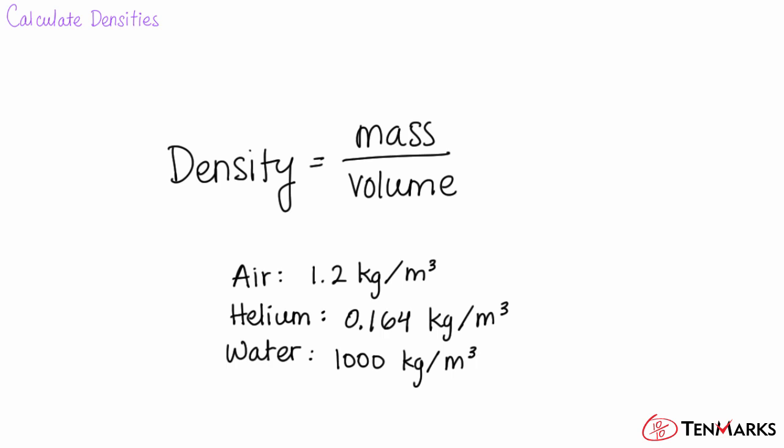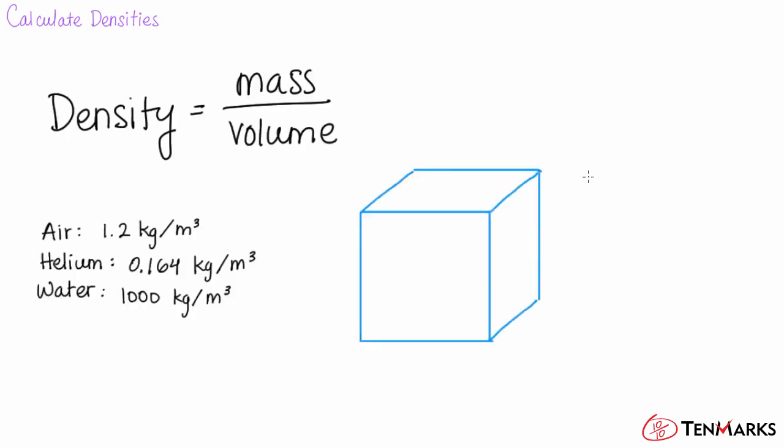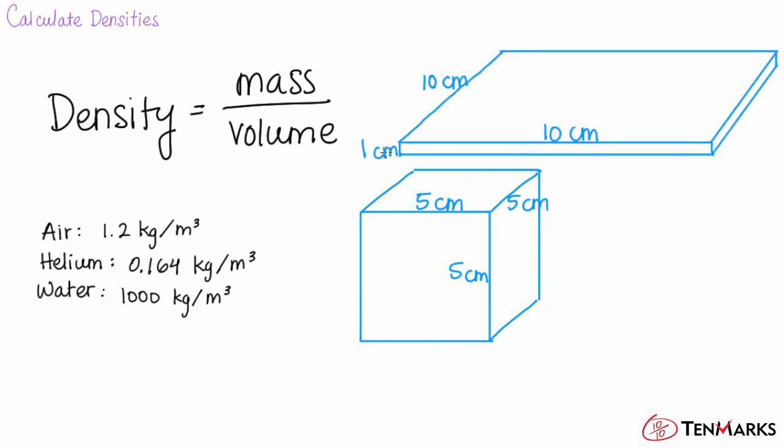Let's say you have two pieces of material. One is a cube, and the dimensions are 5 centimeters by 5 centimeters by 5 centimeters. And let's say you have another object that's flat, and its dimensions are 10 centimeters by 10 centimeters by 1 centimeter. Let's say that both have a mass of 120 grams. Do you think they'll float? Which one's more likely to float, the flat one or the cube? Do you think both will float, or do you think both will sink? Well, we have to calculate the density and then compare it to the density of water.